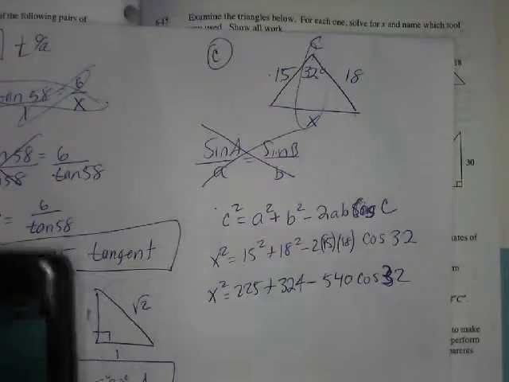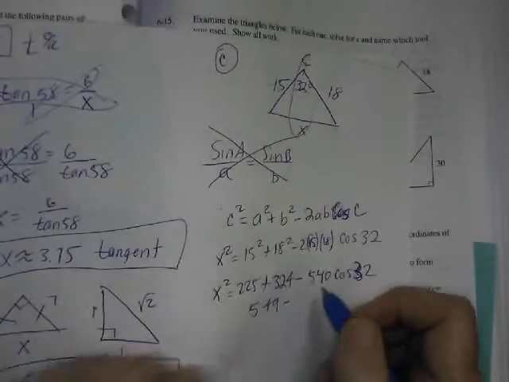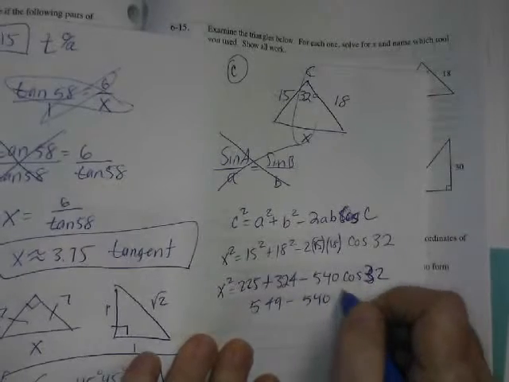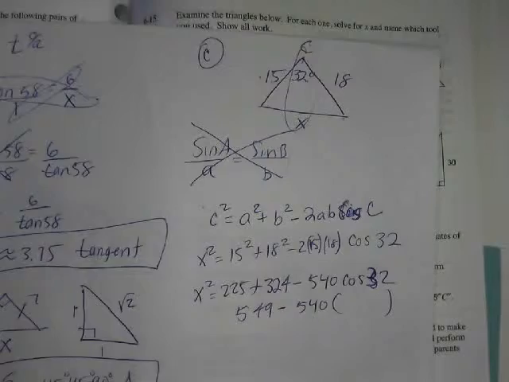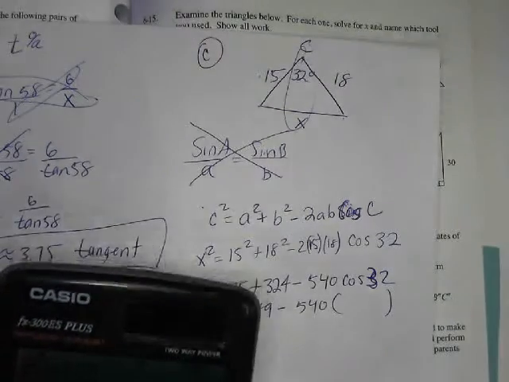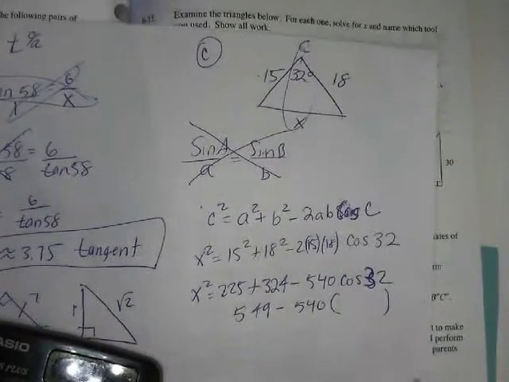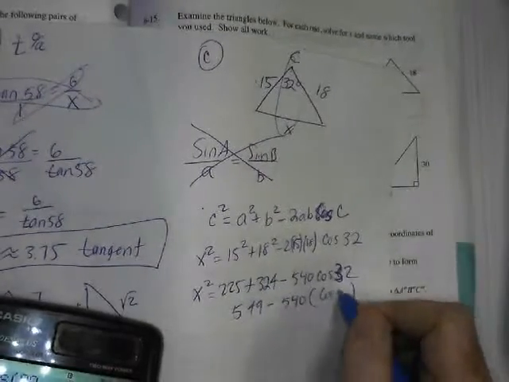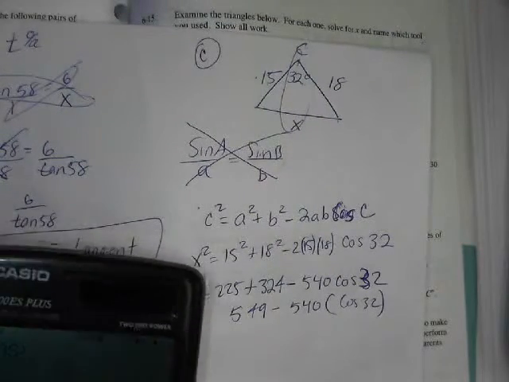Times 18. Yeah. Times cosine. I'm gonna find out what cosine 32 is right now. It's 0.85, that ugly thing. I'm gonna times it by 540. I'm gonna leave it in my calculator. The answer is crazy.